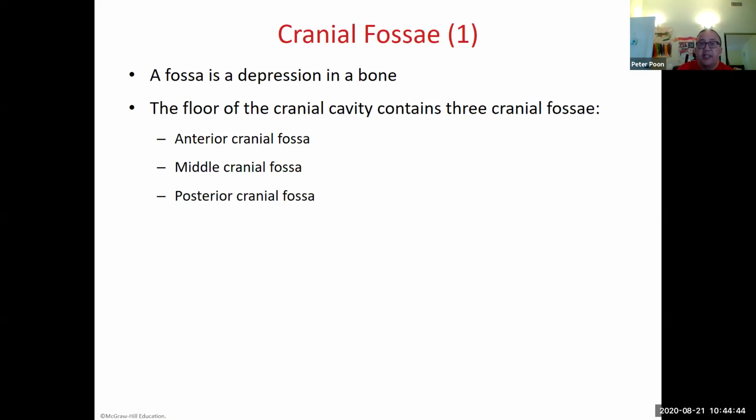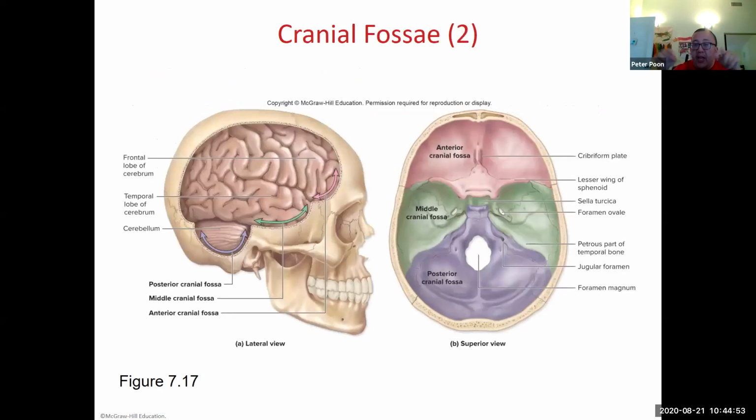A fossa is a depression in the bone. If I take out the skull cap and empty out your brain, I'll see there are three fossas, and they get deeper and deeper. The most shallow one is the anterior fossa, the second one is the middle fossa, and the third one is the posterior fossa.